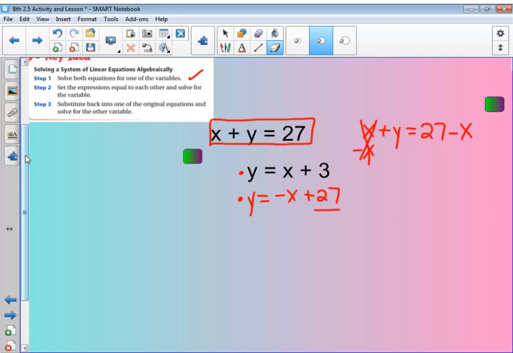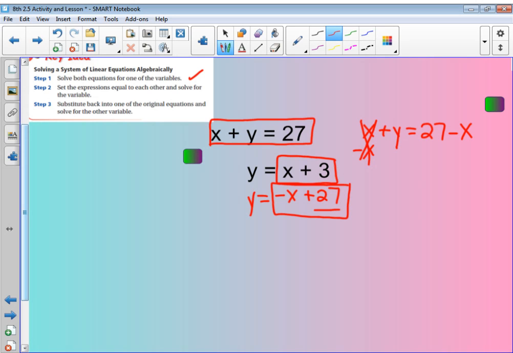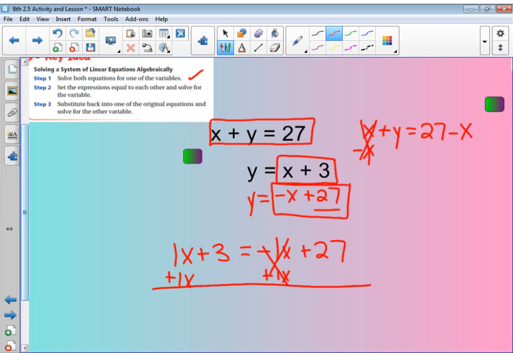Okay, so now if I take both of my equations, now that they're in that format, we're going to take the back ends and write them as equal to each other. So I have x plus 3 is equal to negative 1x plus 27. And I'm going to put a 1 in front of that. Okay, so we've got x's on both sides. Our first step is to move the x's. So I'm going to get rid of the negative 1x. So plus 1x, plus 1x. I now have 2x plus 3 equals 27.